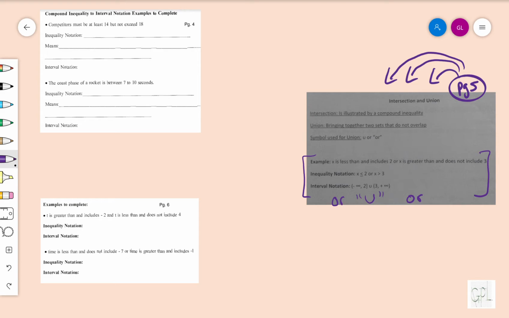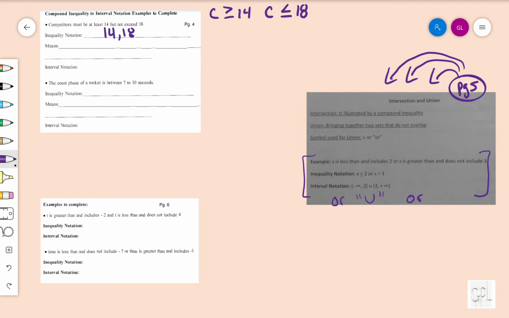So we were saying that all your competitors had to be at least older than or equal to 14. But also you have to have competitors that are equal to 18 or younger. Okay. So this says we want this in inequality notation, right? So my two endpoints in this situation, ages, are 14 and 18. Okay.